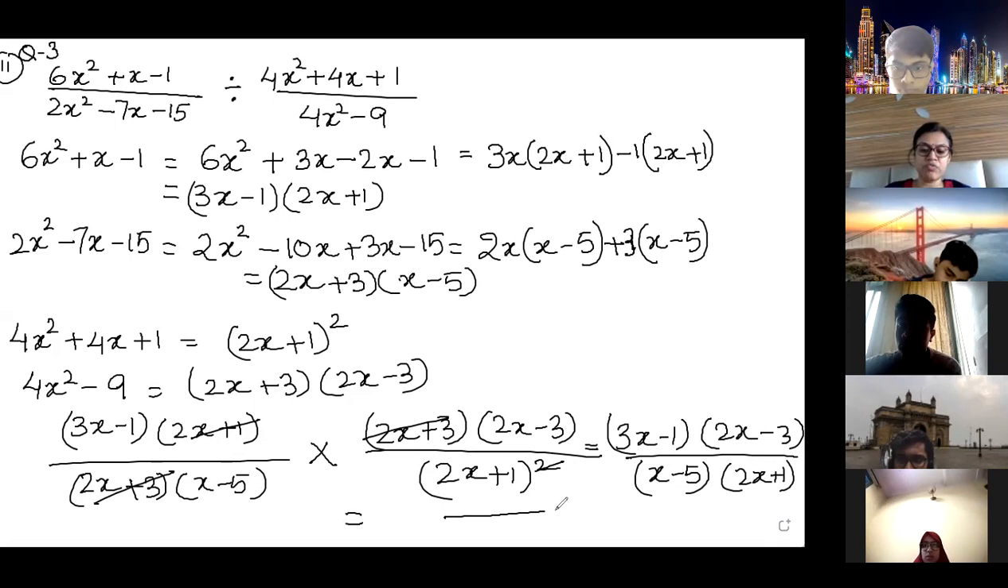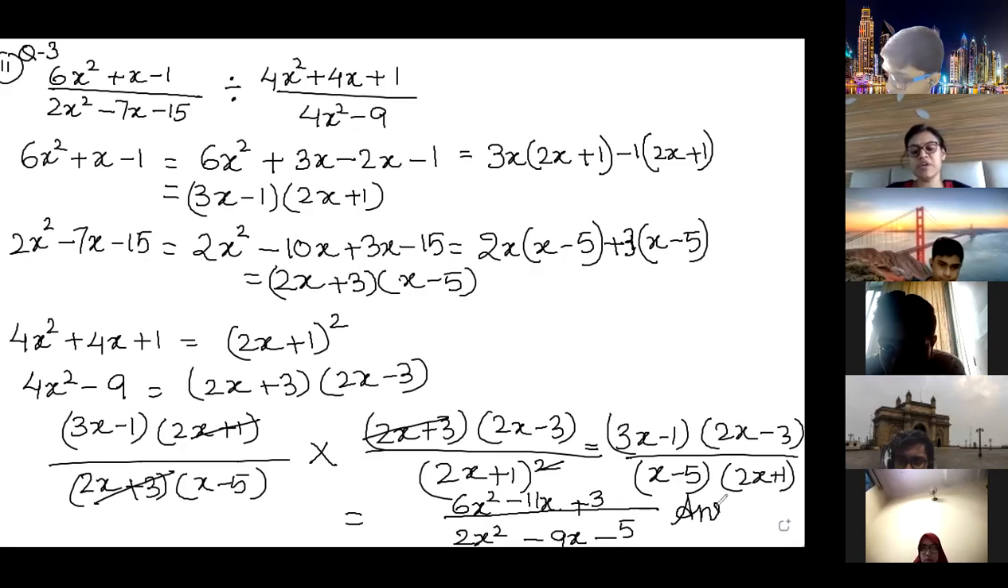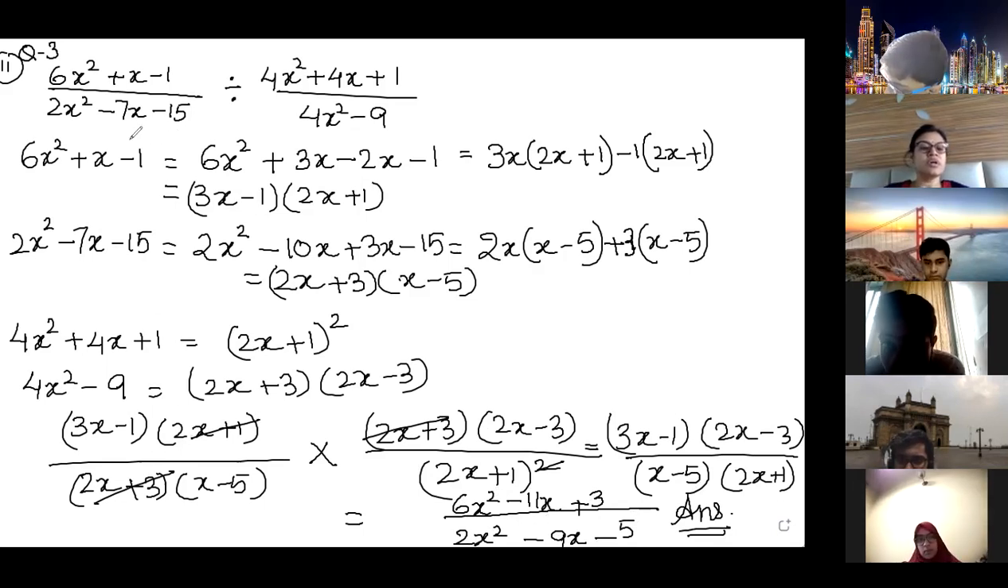Now we'll multiply. When we multiply, we get 3x minus 1, 2x minus 3 upon x minus 5, 2x plus 1. When we multiply, you will get 6x square minus 11x plus 3 divided by 2x square minus 9x minus 5. So this is the final answer. Last time there was some mistake in the factorization part, so that is why we were not getting the correct answer. I have done it here, all the steps are correct. You can copy down or note down the mistake, whatever mistake you have found, and correct it.